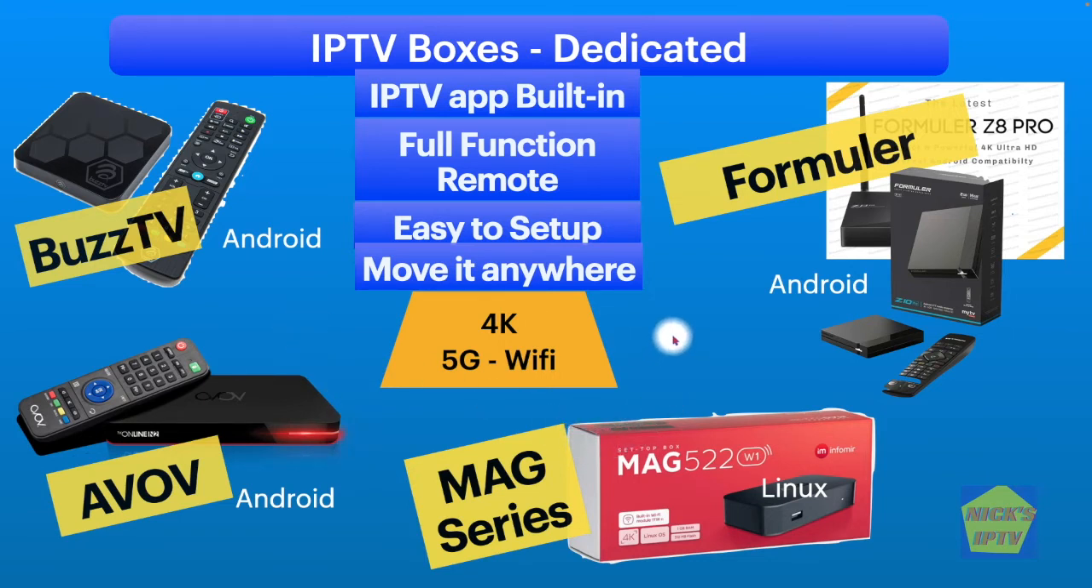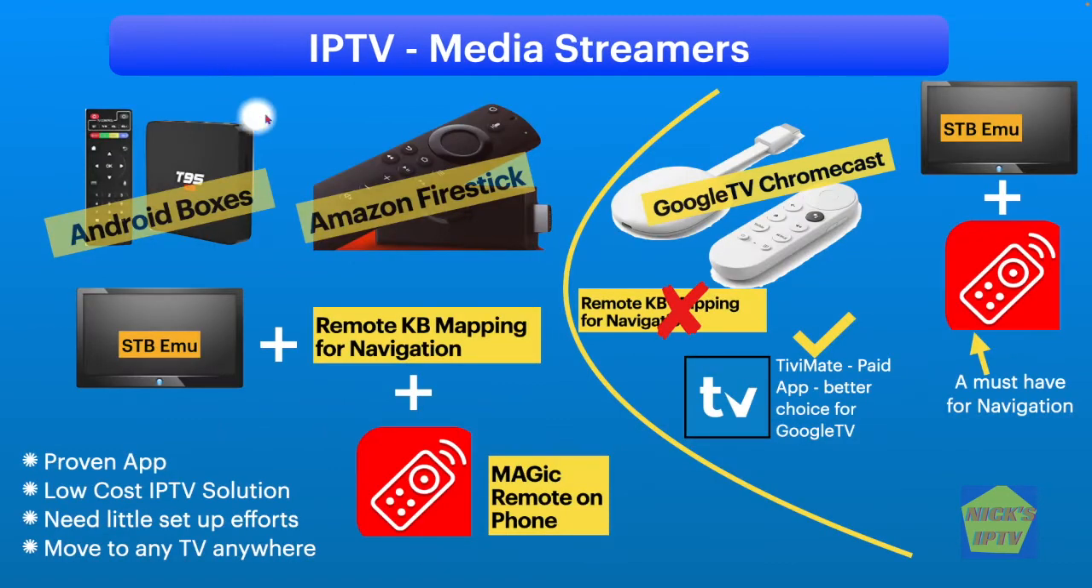So you can choose the one you want. Media streamers: Fire Stick is more popular and it has been around for a while. Now Google TV Chromecast is available. Android boxes have been available for a while. And here also, 4K resolution would be a better option.